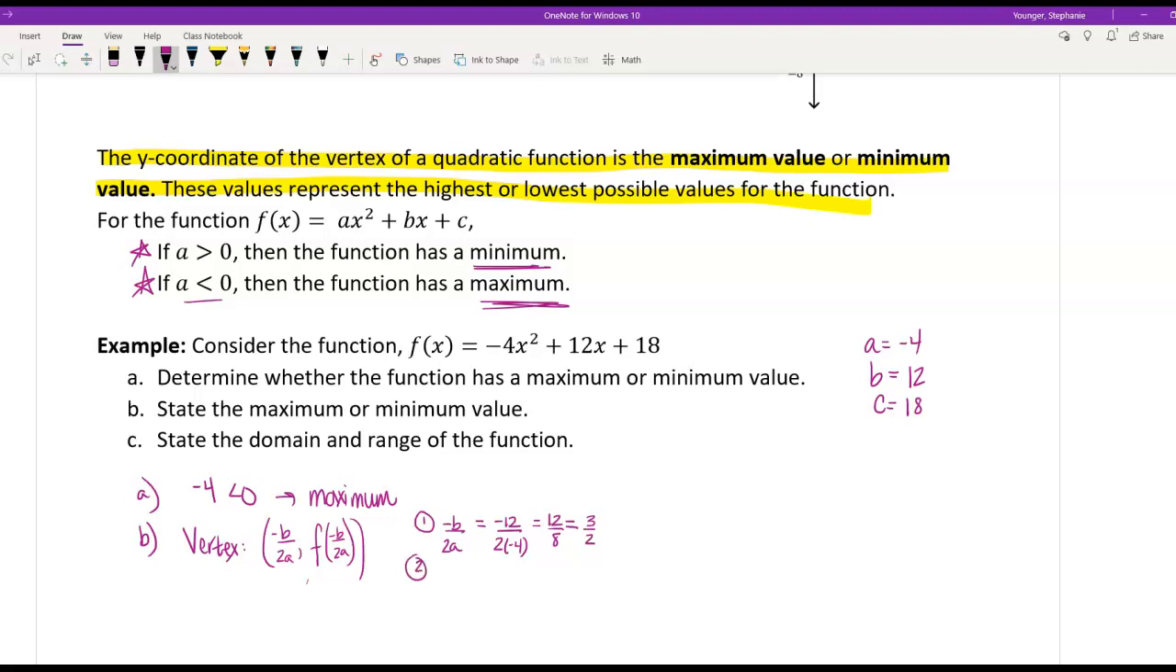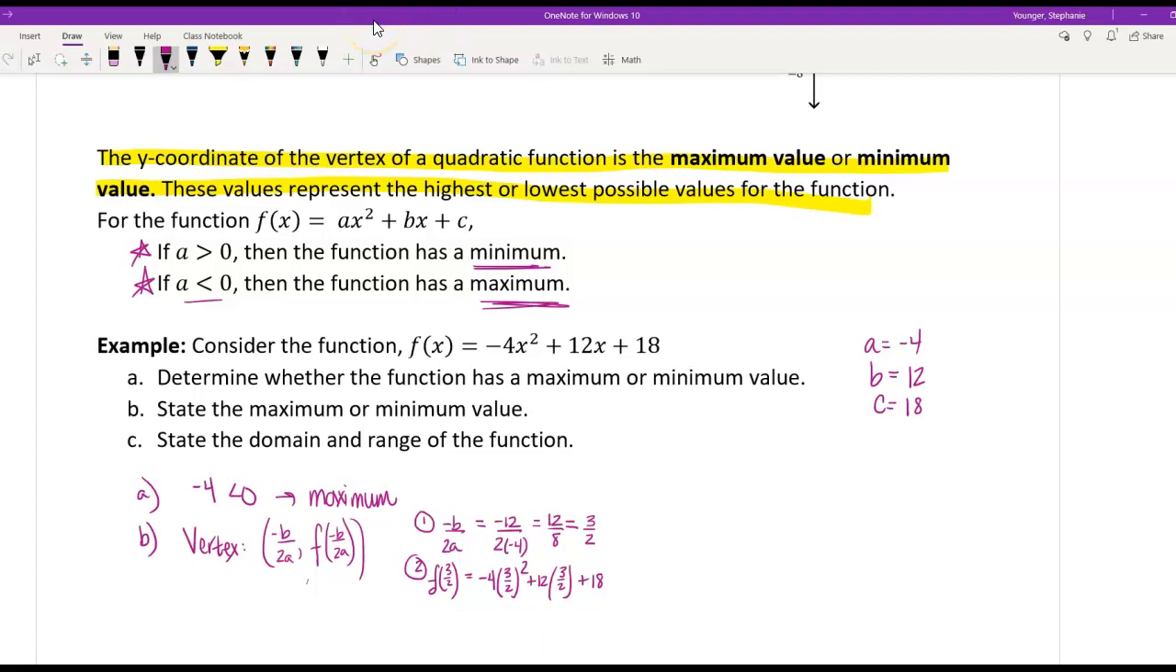So step 2, do f of 3 halves. So negative 4 times 3 halves squared plus 12 times 3 halves plus 18. Now, if you did not use 3 halves and instead used 1.5, that is absolutely all right. I just prefer fractions personally, so I'm going to continue with fractions. I might flip-flop back and forth, but just know that you can use decimals if you choose to do so.